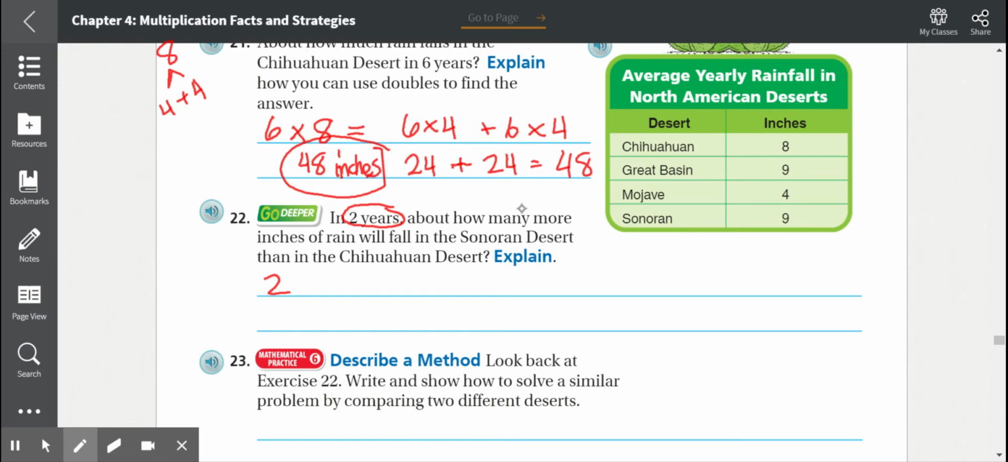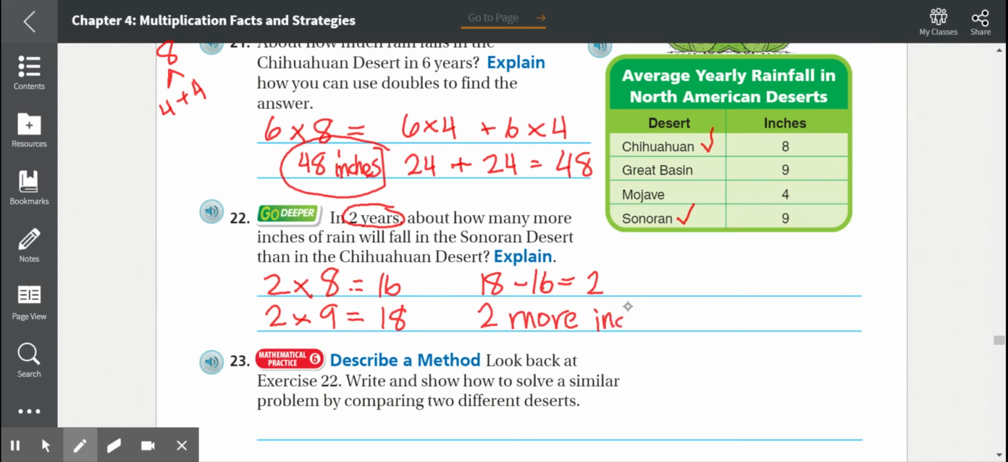So that means we're going to be looking here and here. So let's start with the first one. That would be 2 times 8. And then the next one would be 2 years times 9 inches. So 2 times 8 is 16, and 2 times 9 is 18. So now we compare. 18 minus 16 is 2. So 2 more inches fall in which desert? This first one here.